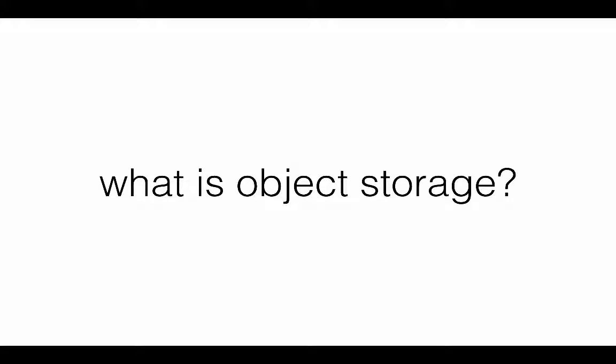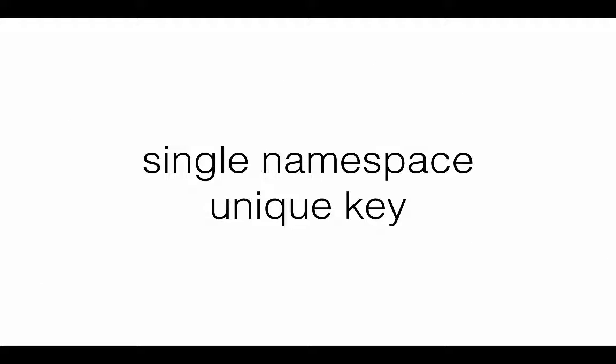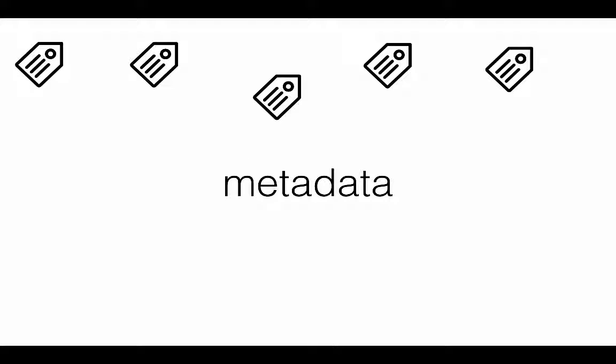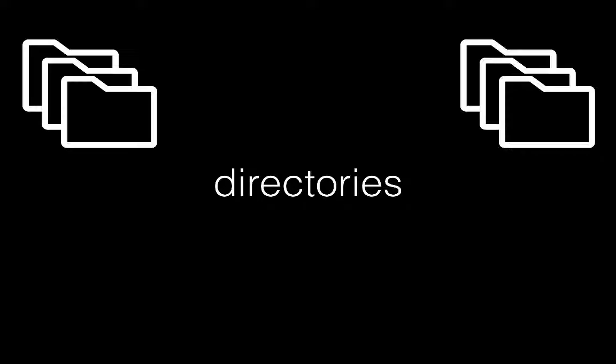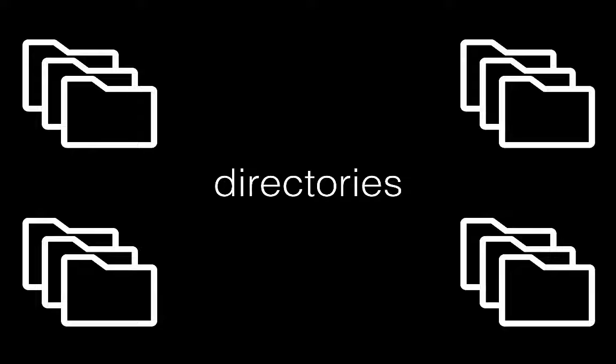What is object storage? It's a piece of information, a text document, a picture, a song, a movie, or even a DNA sequence, combined with a description and stored in a single namespace with a unique key. The description, the metadata, replaces the directories used to organize and describe data in a file system.